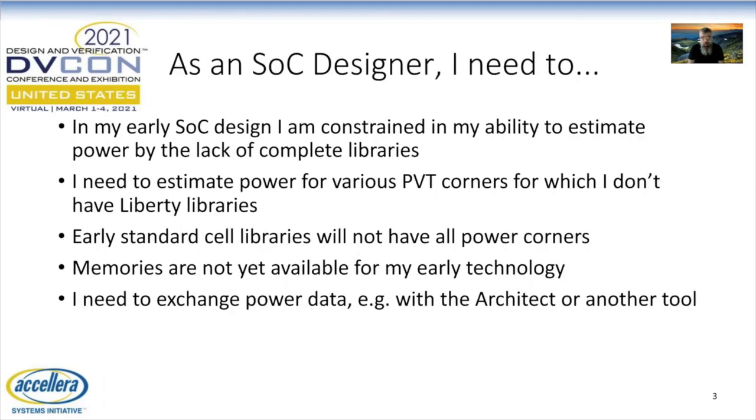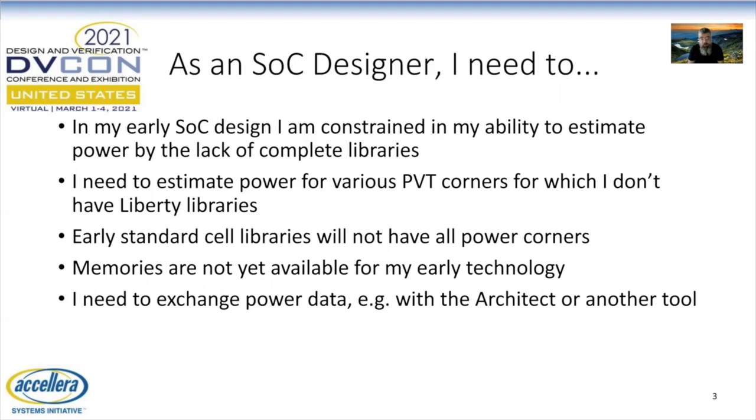As a designer of an SoC, I need to generate power analysis. And while doing this, I will encounter several obstacles. For early designs, I'll have difficulty collecting complete models for all IPs in my SoC. Some may have measured data, some may have just spreadsheet estimates, some may have data only for older technologies. Yet for some of the IPs, I may have a power model, but not at the right corner.